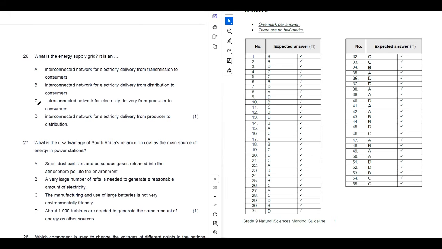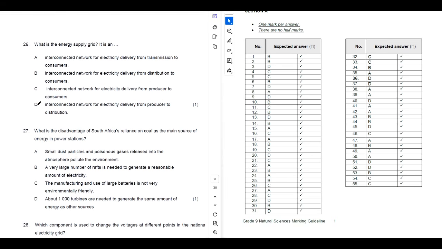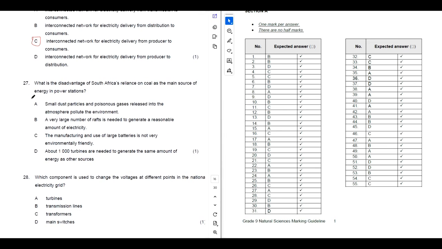So question 26 is: what is the energy supply grid? And we know that the energy supply grid is the interconnected network for electricity delivery from producer to consumers. So our answer will be D.